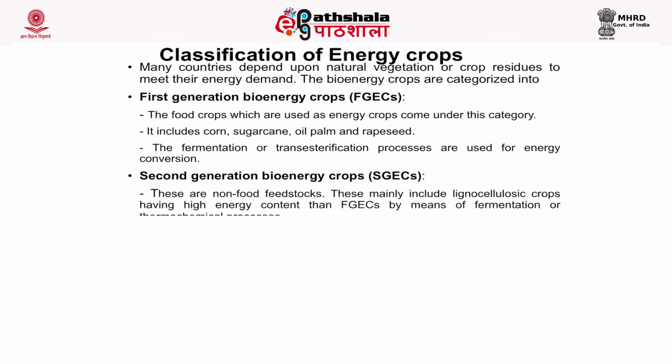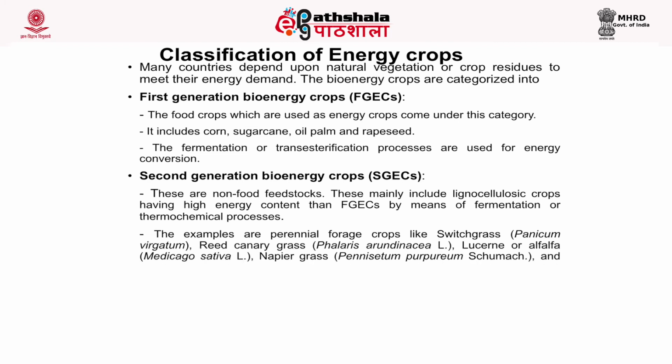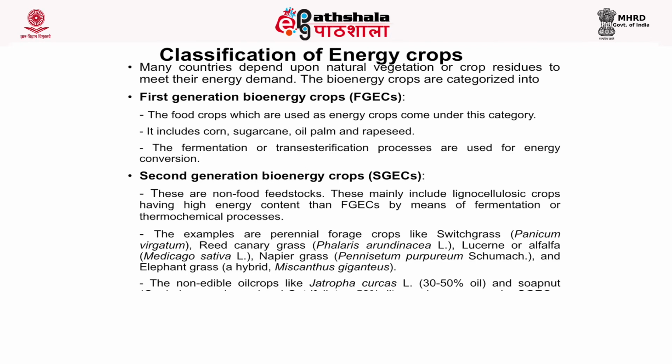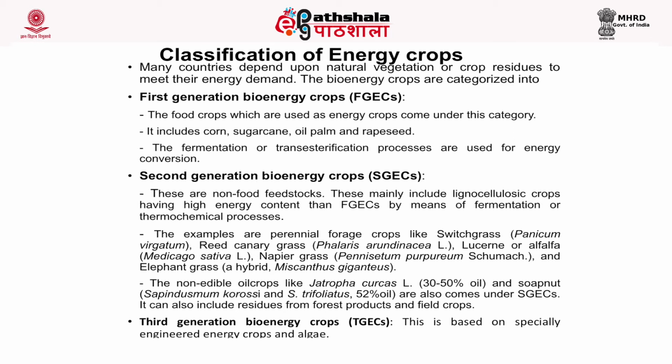First generation bioenergy crops, abbreviated as FGECs: the food crops which are used as energy crops come under this category. It includes maize, that is corn, sugarcane, oil palm and rapeseed. Fermentation or transesterification processes are used for energy conversion: fermentation for starchy and sugar sources, and transesterification for oilseed crops.